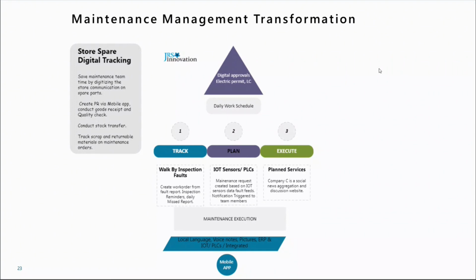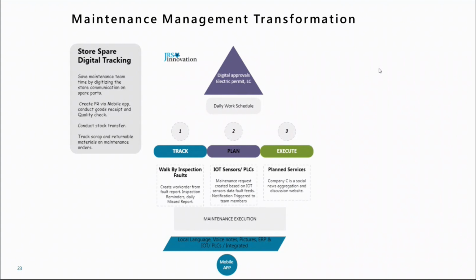Now, this is around the asset transformation part, where through mobility your team members are able to track. They are able to do daily walk-by inspections using mobile apps and record the findings of their walk-by inspections with a simpler checklist, and they can add pictures, voice notes, and signatures.